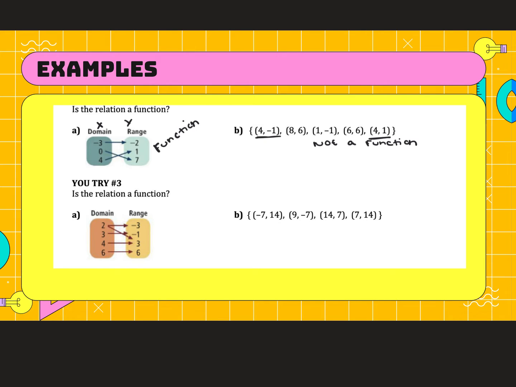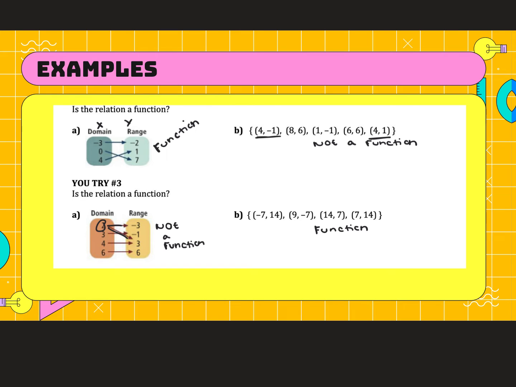Now I want you to try A and B for number 3, just like we did looking at the mapping and the set of ordered pairs. Is it a function? Let's take a look. A is not a function, and that is because 2 has two different outputs. We can see that 2 has the output of -3 and 2 has the output of +3. Looking here for B, B is a function.